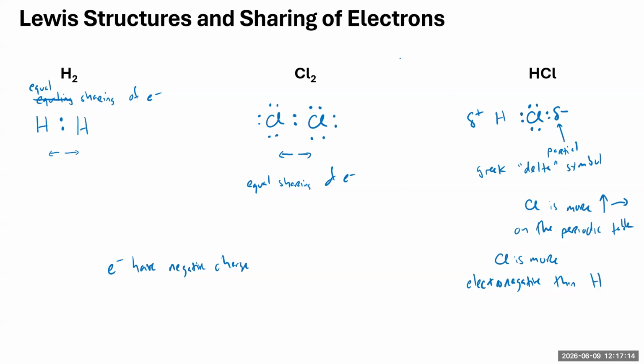And if we look at the Earth, we have a north side and a south side. And this is polar. The Earth is polar. This molecule is also polar. So these are the delta symbols, or the partial charges.